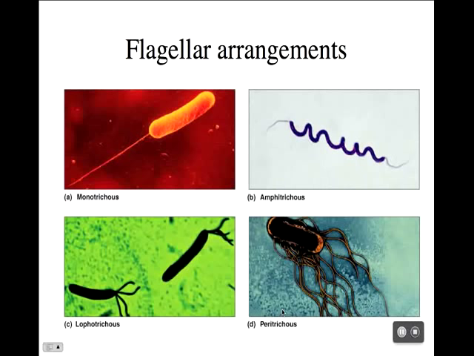So if I described an organism as being amphitrichous, you would know that it means it has two flagella, one at each end. Or if I showed you a picture like this one and asked you which of these appropriately describes it, you would know that this is a monotrichous organism with just one flagellum.